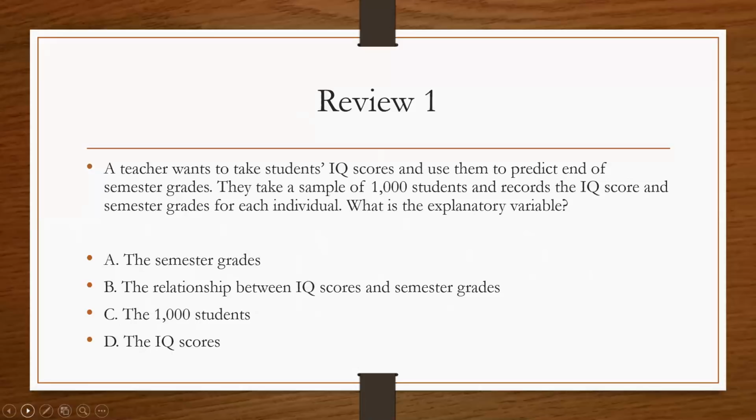So question number one: a teacher wants to take students' IQ scores and use them to predict end of semester grades. So the teacher takes a sample of 1,000 students and records their IQ score and their semester grades for each of the individuals. In this scenario, what is the explanatory variable? Is it the semester grades? Is it the relationship between IQ scores and semester grades? Is it the 1,000 students, or is it the IQ scores? I'll give you guys a little bit of time to answer this. You can just type in the chat.